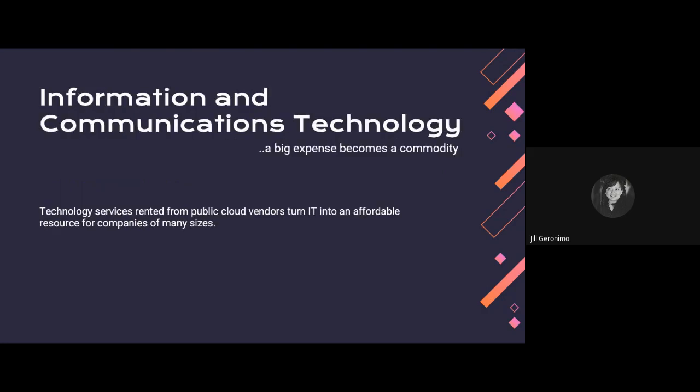And lastly, with information and communications technology, the services that are rented from public cloud vendors turn into a more affordable resource for companies of many sizes. Renting technology from public cloud suppliers makes it accessible to businesses of all sizes. This means that expensive IT infrastructure built over years is no longer a competitive obstacle. Startups can enter the game rapidly, for example Netflix through Amazon Web Services and other digital native enterprises. Prior investments in information and communications technologies are no longer competitive advantages or impediments.